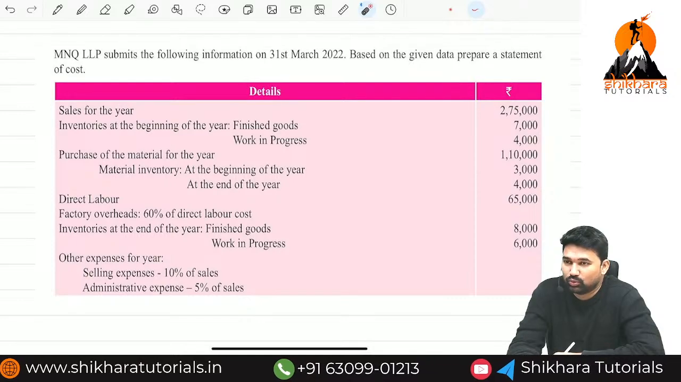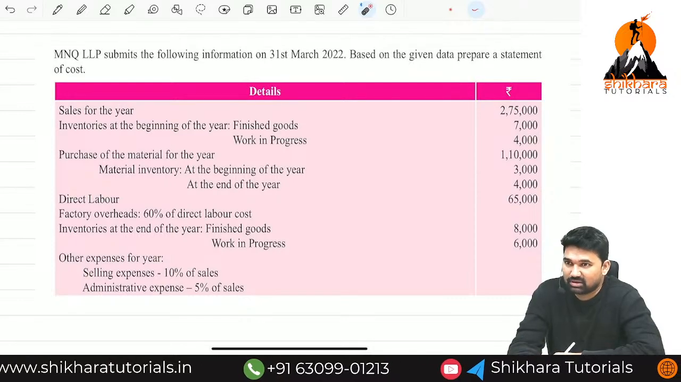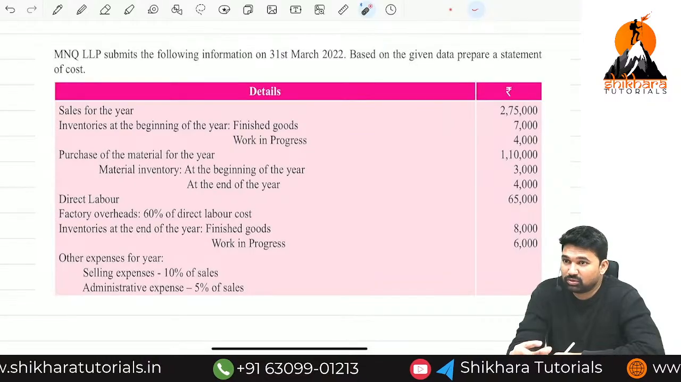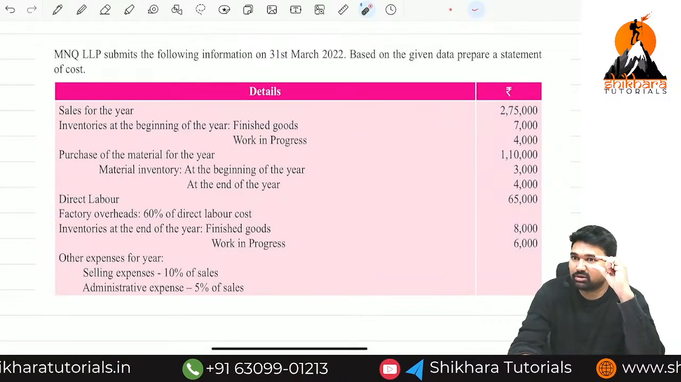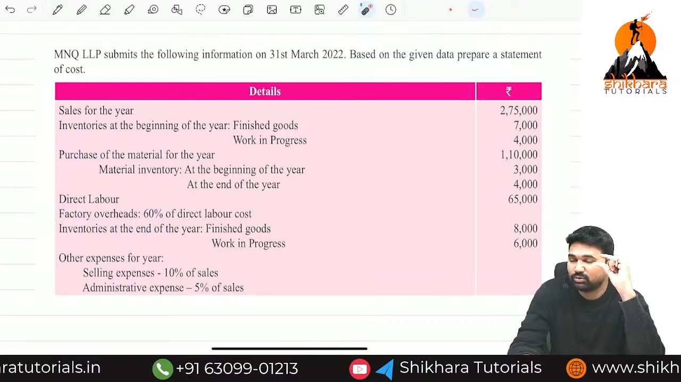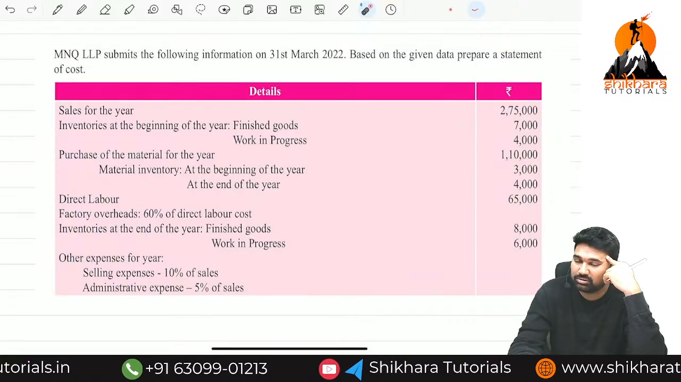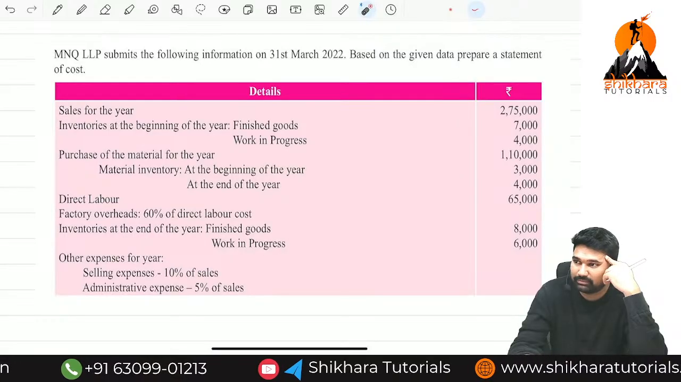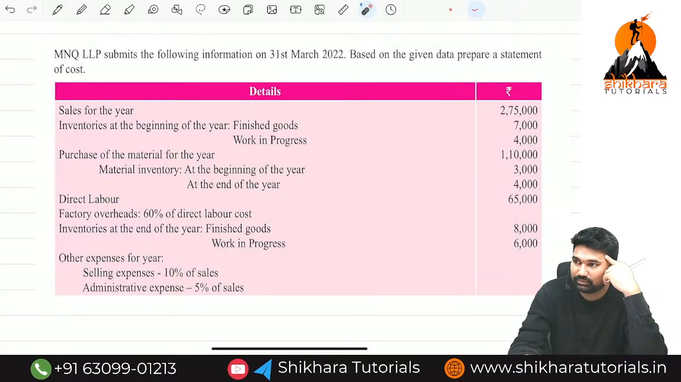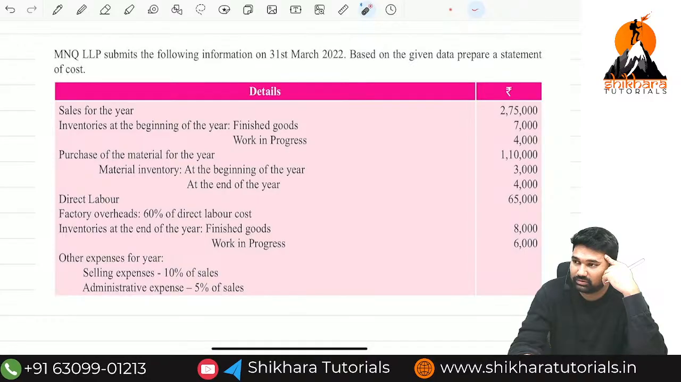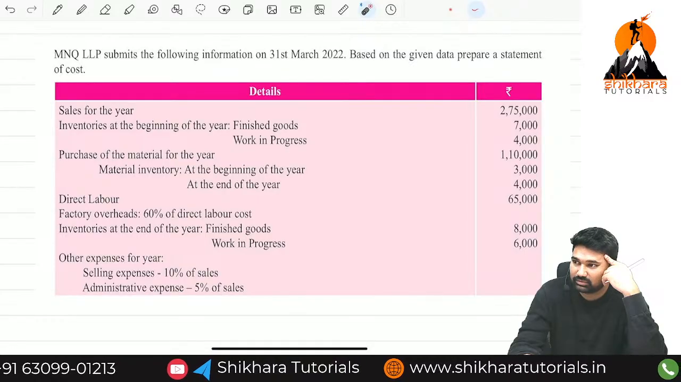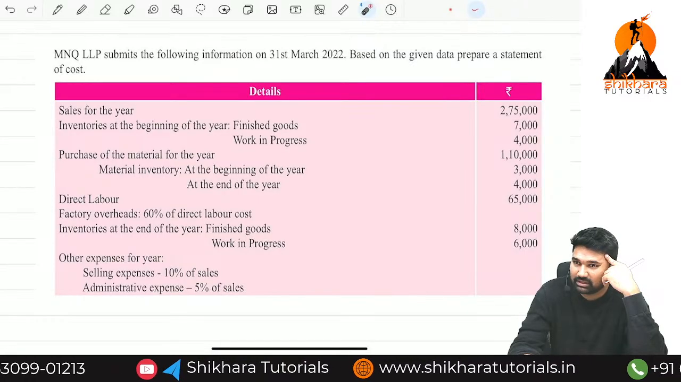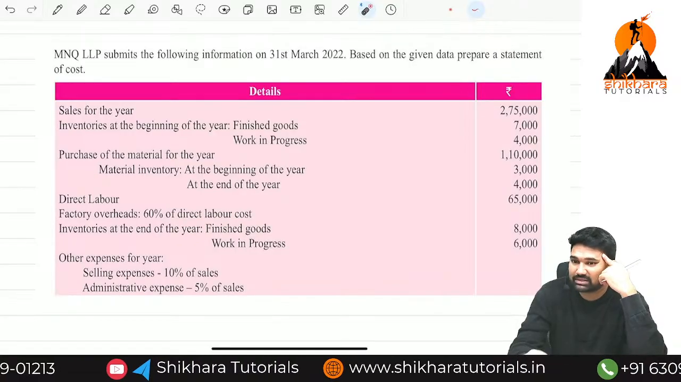I'll give a clue with respect to overheads. With respect to which overhead are we going to do the work in progress adjustment? Opening, add; closing, deduct. Udbhav, tell me. Very good. Yes, that is a simple question I have asked.